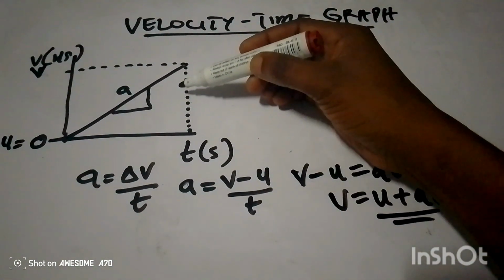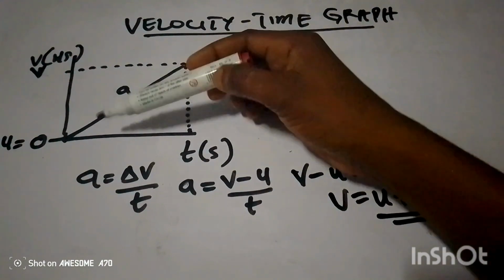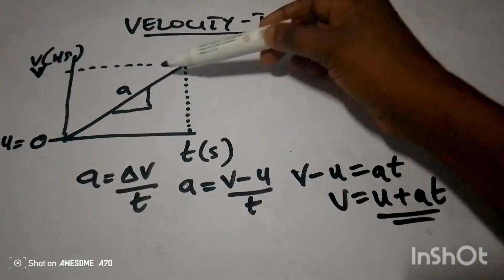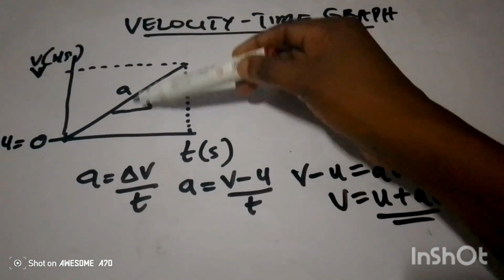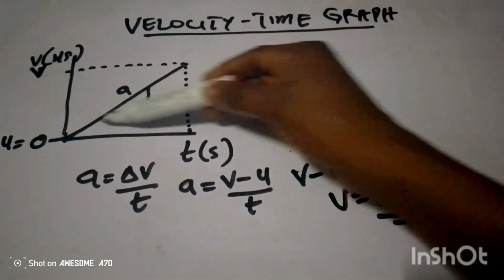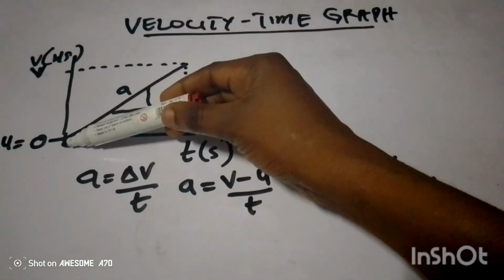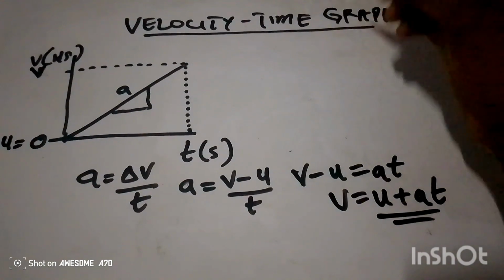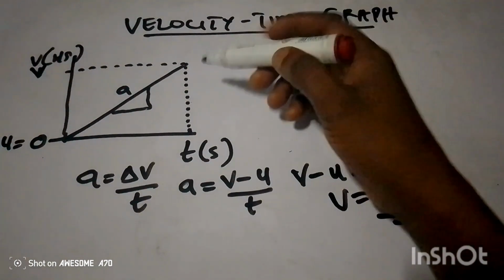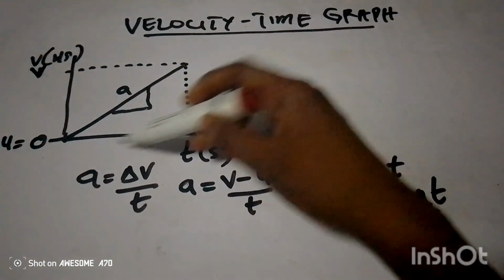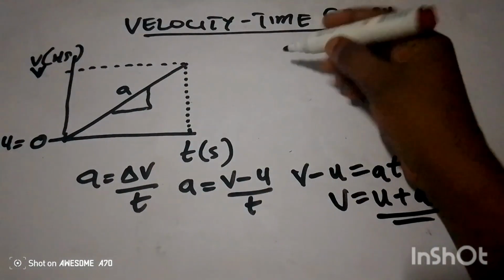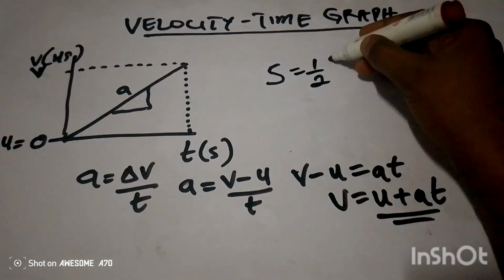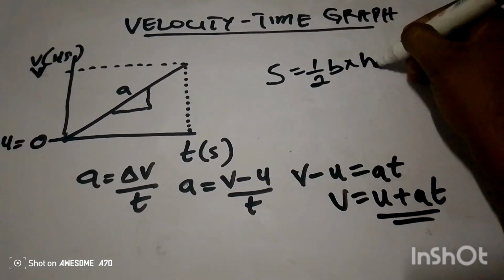So this diagram illustrates a body accelerating from rest, initial velocity u, to final velocity v, in this time interval. If I want to determine the distance covered by this body, the distance covered is given by the area under this graph. This graph gives me a triangle, and the distance covered is going to be the area of the triangle, which is half base multiplied by height.